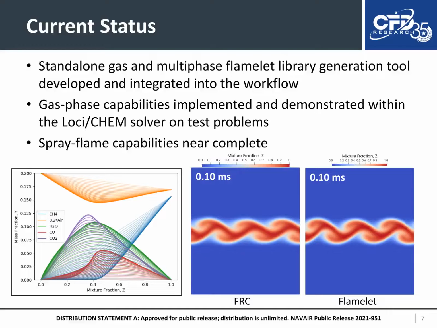At the time of this recording, both gas phase and multi-phase capabilities have been demonstrated with the Flamelet Library Generation tool and the API coupled to the Loci-CHEM solver. The Flamelet Solver API provides routines for efficient flamelet table lookup, source and flux term computations, and models for both diffusion and turbulence. Turbulence models available include algebraic and transported mixture fraction variants, formulated for both RANS and LES.